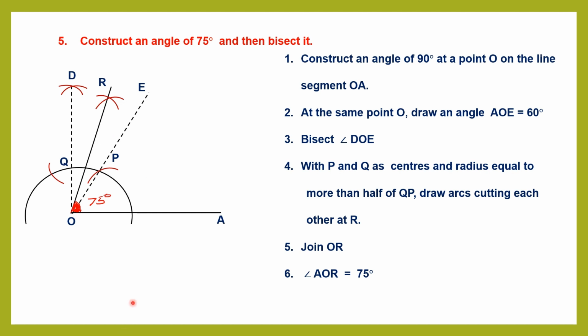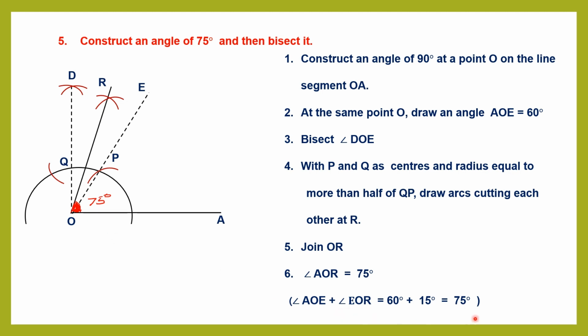So angle AOR, this red portion, is 75 degrees. So that is the first part: construct an angle of 75 degrees. Now we have to bisect it. So we don't have to look at these two lines that we have drawn here. This is for 60 degrees, this is for 90 degrees. Now we want only the 75-degree line because we're going to bisect that. So let's see how to bisect.